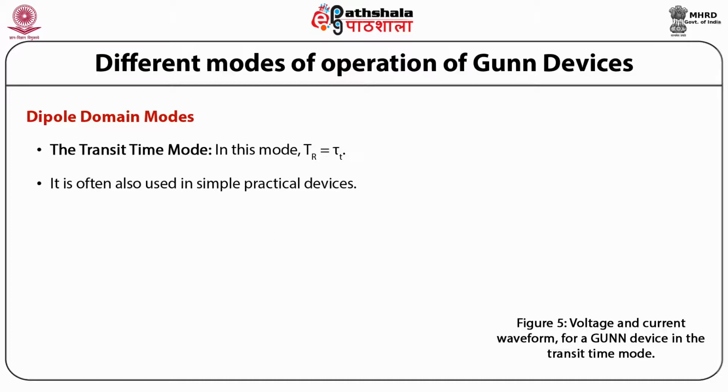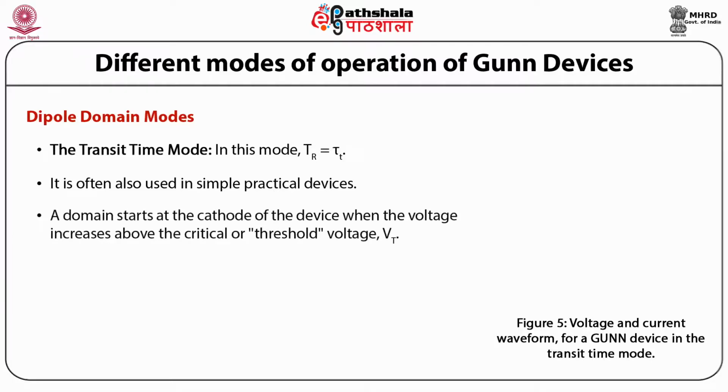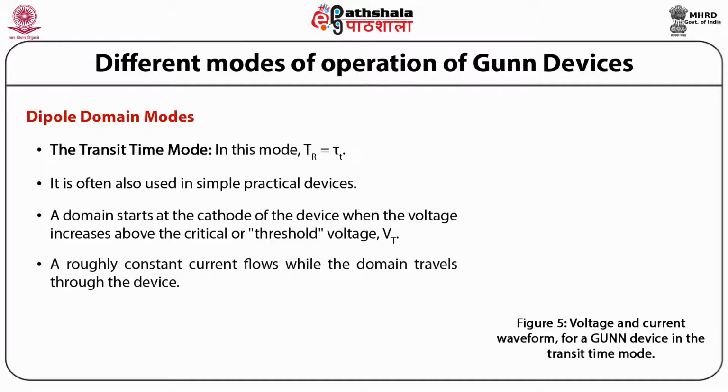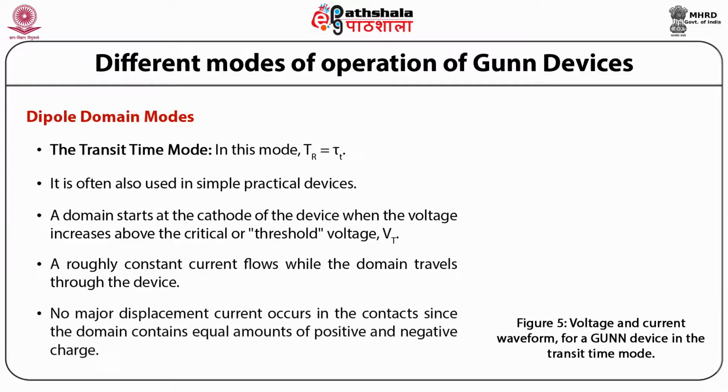Now here the voltage and the current waveforms are shown in this figure. So our domain starts at the cathode of the device. When the voltage increases above the critical or threshold voltage, a roughly constant current flows while the domain travels through the device. So no major displacement current occurs in the contacts since the domain contains equal amounts of positive and negative charge.